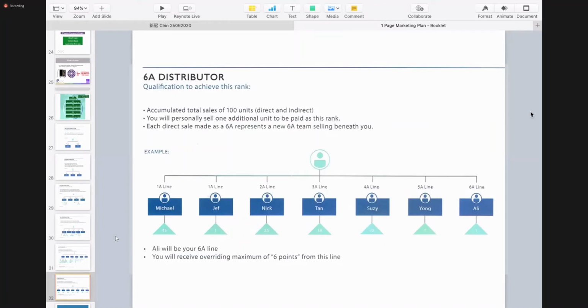How long does it take for these people to become 6A? The fastest is one day, and then 3 days and 18 days. Okay, 18 days. Now, these are normal cases.